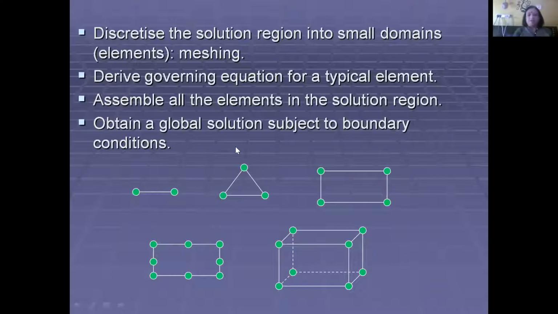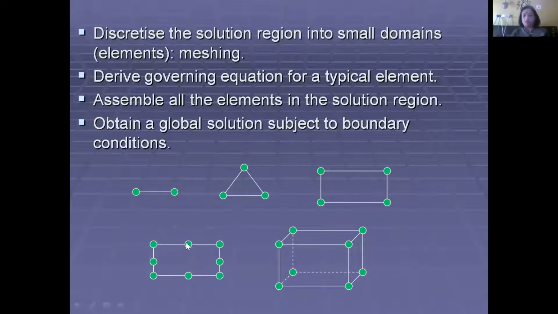The triangular element is the simplest two-dimensional element that you can think about. You have a variation in the X domain, you have a variation in the Y direction. So this is a three-noded triangle. You can have a four-noded quadrilateral, a two-dimensional quadrilateral. However, it can have more than four nodes.